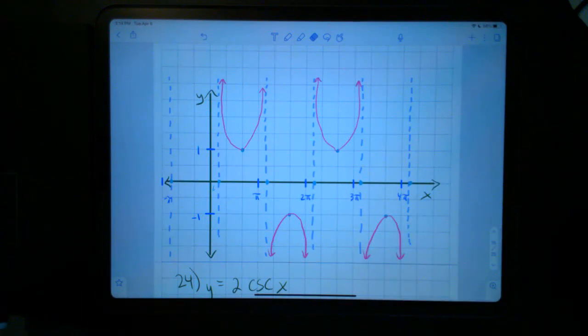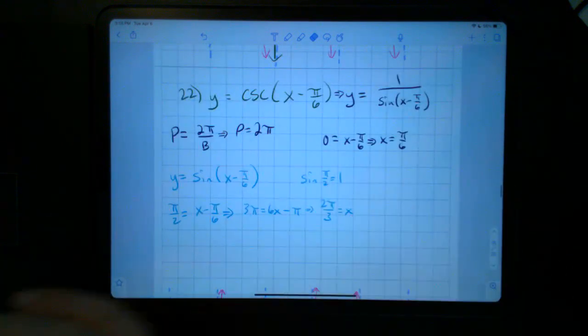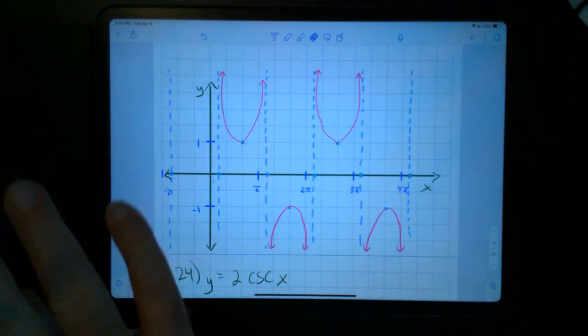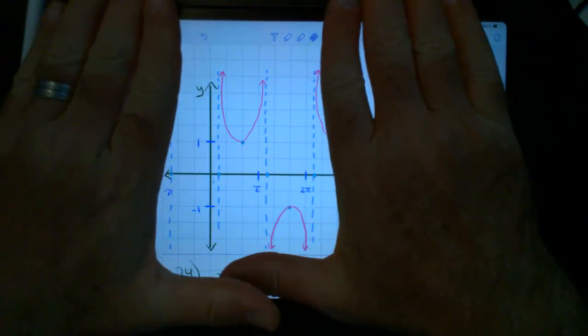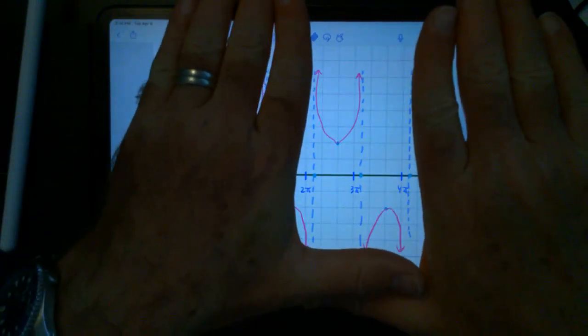So that's 2 periods of the graph of y equals cosecant of x minus pi over 6. That is 2 periods. There's 1 period. There's your second one.